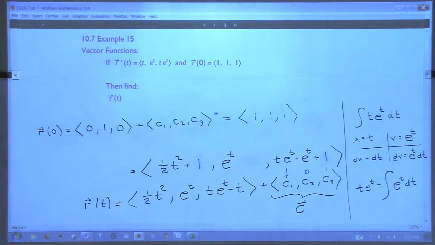Any questions? That's really just to show you, it's very similar to stuff that you did in Cal 2. You start with maybe an acceleration function and then get all the way back to the position.